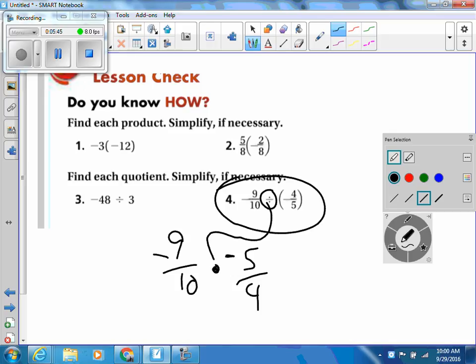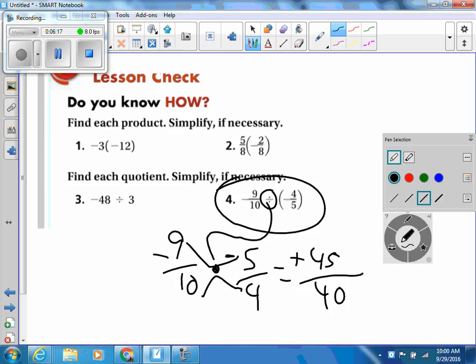Now we follow the same rules as we did in the other problem with the fraction. You just multiply across. Oh, look at that. Both numbers are negative. What's my answer going to be? Positive. Okay, so we know right away it's going to be positive. 9 times 5, 45. 10 times 4, 40. Is that my final answer? No.